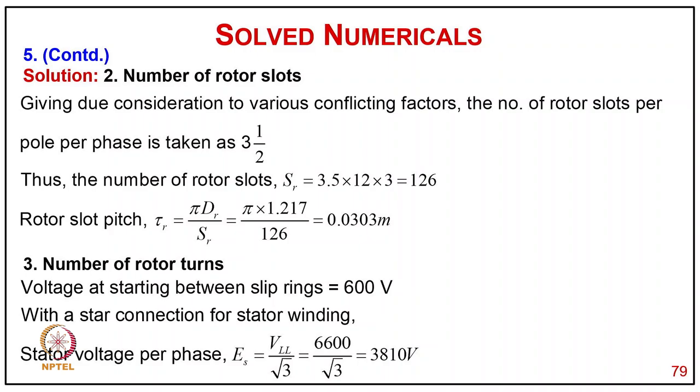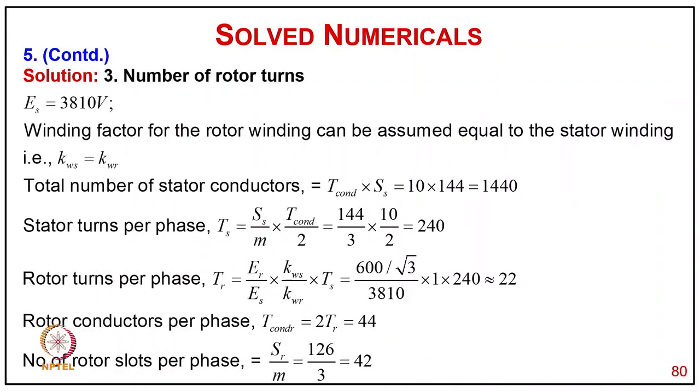0.0303, and the number of rotor turns comes from the voltage at starting between slip rings, 600 volt. So with the star connection of stator winding, the stator voltage per phase is V L upon root 3, so it comes 6600 by root 3, 3810. So now considering E S equals 3810, winding factor for the rotor winding can be assumed equal to the stator winding, K W S equals K W R, and total number of stator conductors is T conductor into S S, that's 10 into 144, so 1440, and stator turns per phase is now T S equals S S upon M into T conductor by 2, so it comes 240.